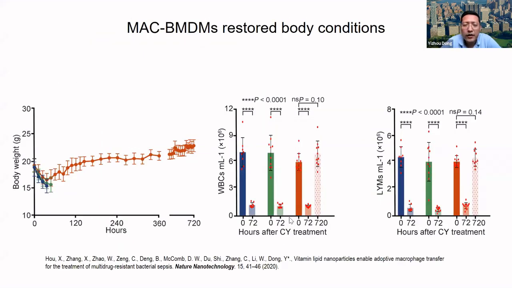Then we quantified the mouse conditions. We found all the surviving mice, their body weight continued to grow. And we also measured white blood cells and lymphocytes. And you can see after 30 days, both their white blood cells and lymphocytes return to the normal range.